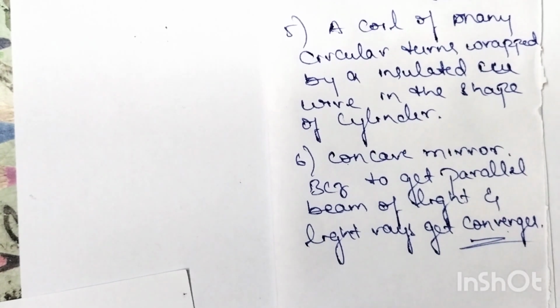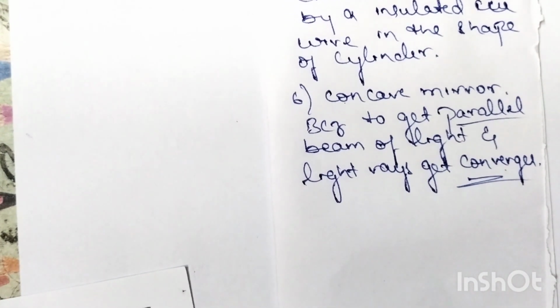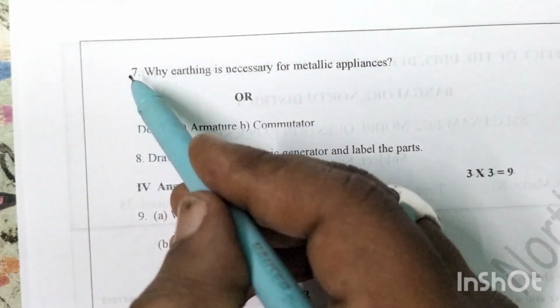So light rays converge and become parallel. Therefore, we are using a concave mirror. So this is the answer for the 6th question. Now let us move to the 7th question.